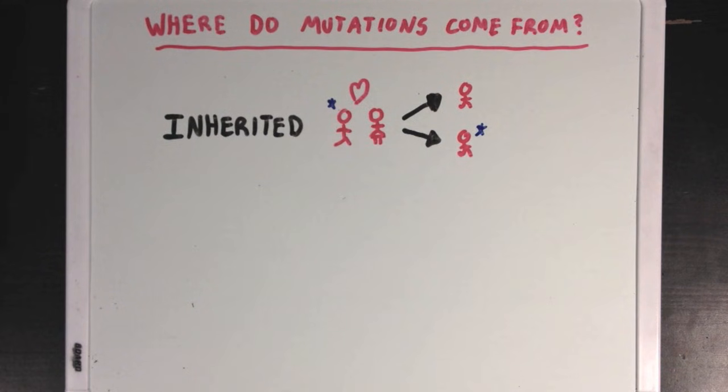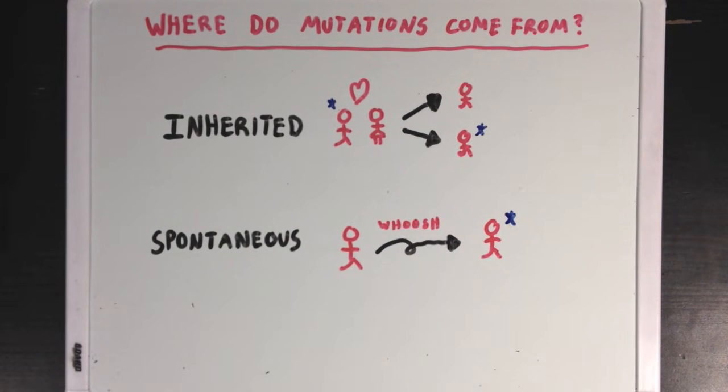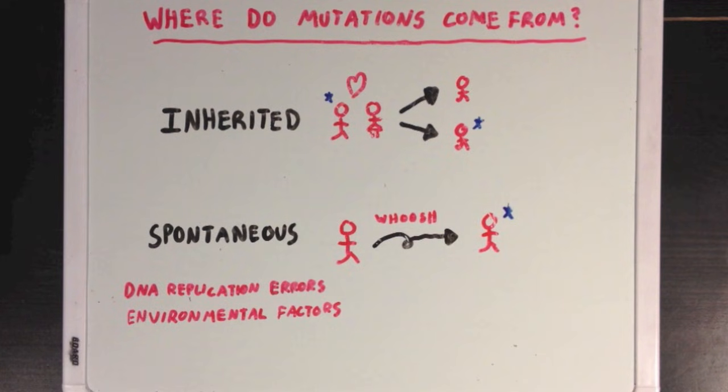The other possibility is that the mutation will come on spontaneously, which is where a person suddenly gets a mutation in their DNA without their parents having had the same mutation. And spontaneous mutations can come from many different sources, with just a few examples being from DNA replication errors, environmental factors like certain poisons, or it's also possible that genetic mutations can come on entirely randomly.